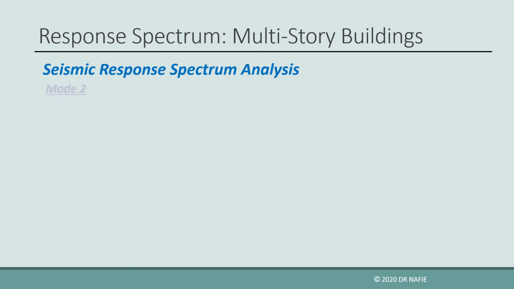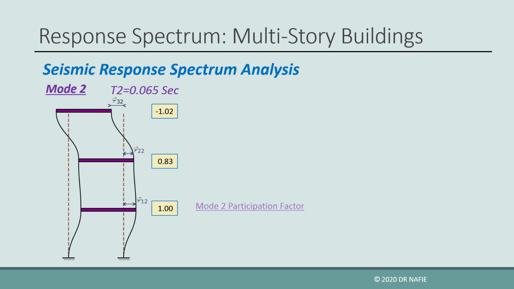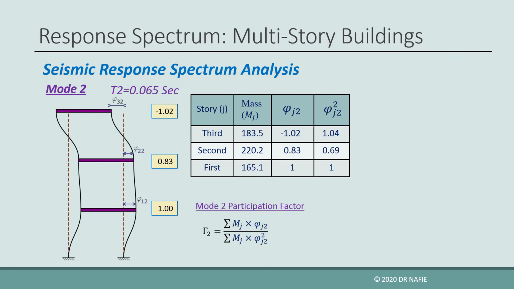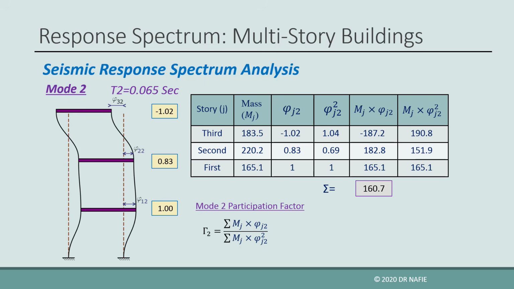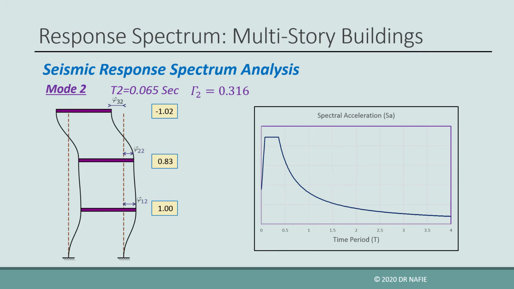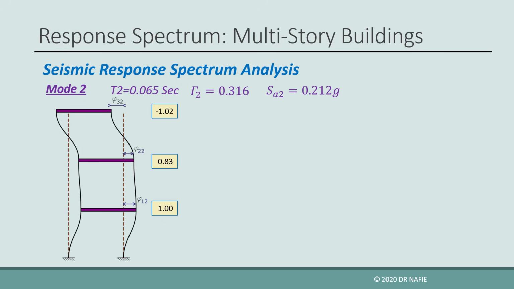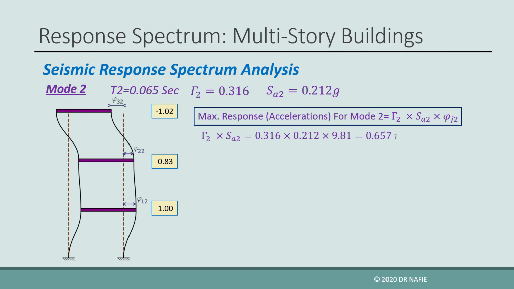We then repeat the same procedure for modes 2 and 3 to obtain the seismic forces for these modes. For each mode i, we obtain the participation factor tau i and the spectral acceleration SAi. We use these values to obtain the story accelerations and the seismic forces for each mode as shown.